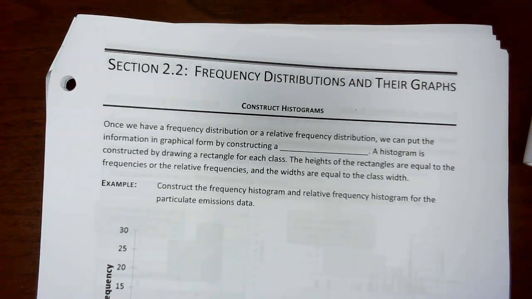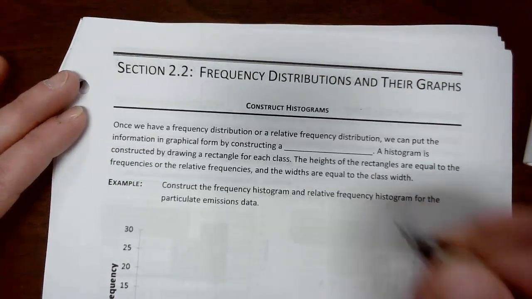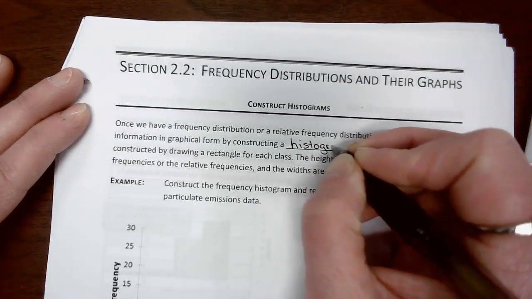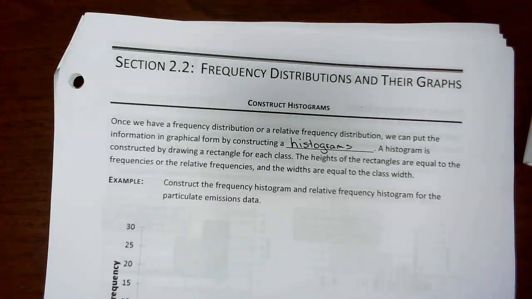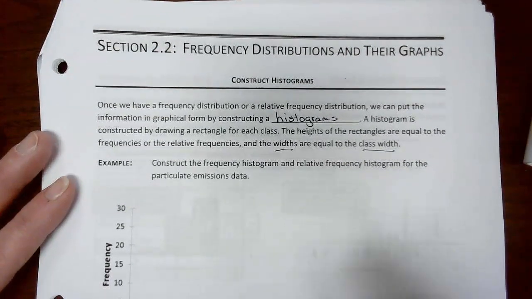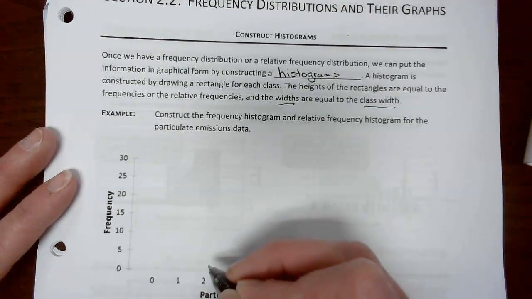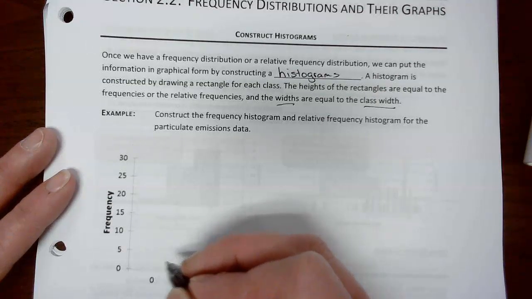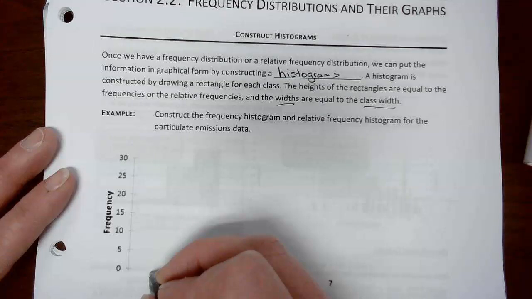Now, visually, with quantitative data, what we're constructing are histograms. Histograms are very similar to bar graphs. The difference is that the rectangles, first off, the widths are going to be equal to our class width. And so they're going to be touching. Remember, one of the classes ended at 0.99, the next one started at 1. So they're going to be touching.